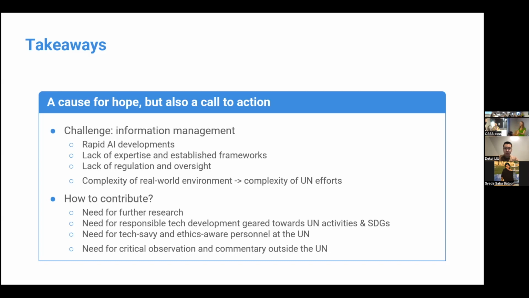Lastly, I think people outside the United Nations are also super important. So you don't have to go into the United Nations to contribute to this space. As I said before, it's super important for more people to look at what the UN and different UN actors are doing, how well it's working, and what they should be doing. And I think UN actors, from what I've seen, at least some of them, are very willing to listen to that kind of thing.